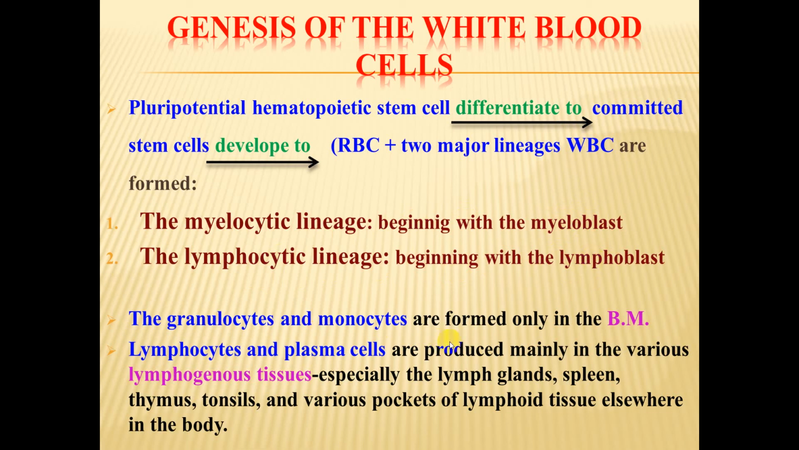Granulocyte and monocyte are formed only in bone marrow. Lymphocyte and plasma cell are produced mainly in various lymphogenous tissues. قلنا little amount of lymphocytes يكون بالبون مارو، لكن mainly البرودكشن يكون lymphogenous tissues أو lymphatic tissue, especially in lymph glands, spleen, thymus, tonsils, and various pockets of lymphoid tissue elsewhere of the body, any lymphoid tissue or organ in the body.